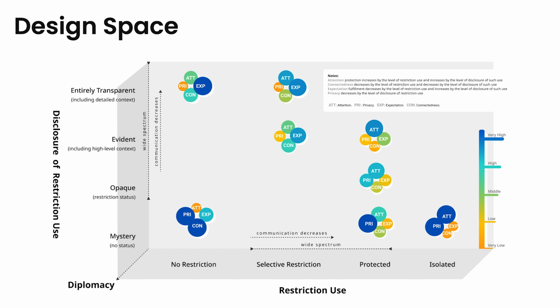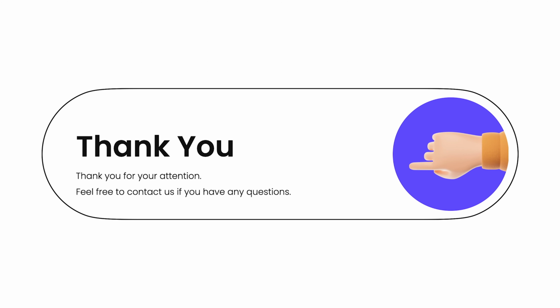One of them is the design space for the integration of attention management into online status. We suggest designers who are interested in such an integration read our paper to determine the level of restriction and the level of disclosure you want your system to support, depending on how much attention protection, how much expectation fulfillment, how much autonomy, how much privacy, and how much connectedness your users need. For more details, please look at our paper.